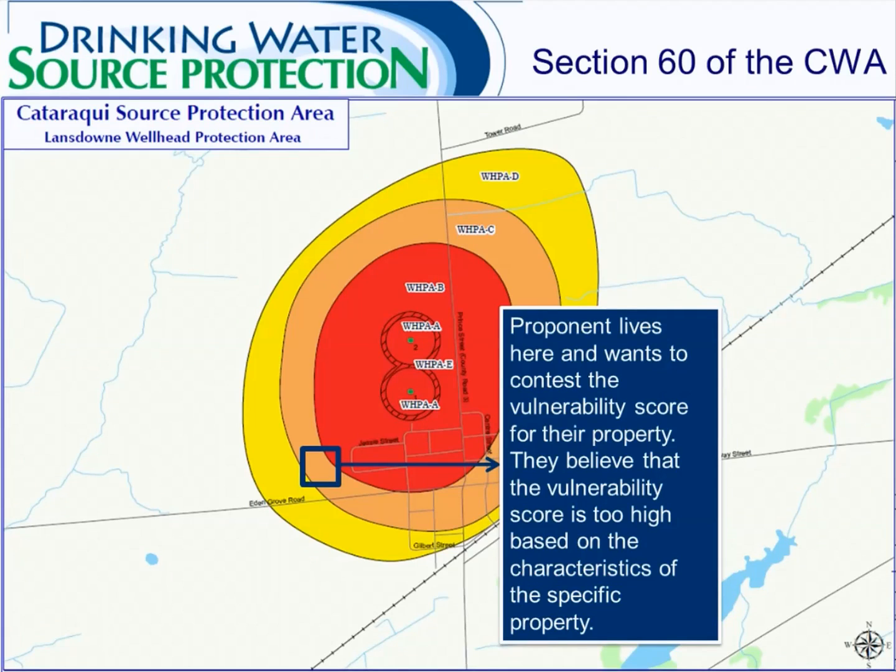The risk assessment would need to be prepared by a qualified person and would need to comply with the rules and regulations as outlined by the Clean Water Act. If a risk assessment is accepted by the risk management official, then the activity at that specific location is exempted from the application of Section 57 Prohibition or Section 58 Risk Management Plans.